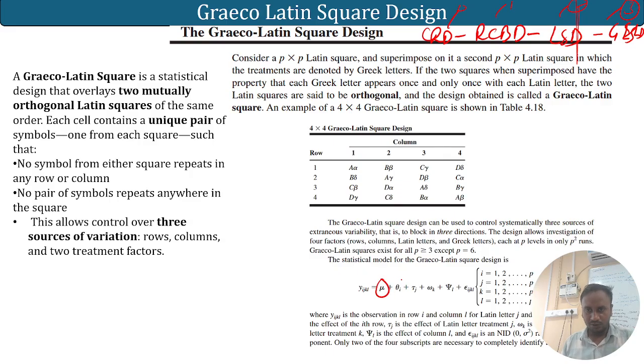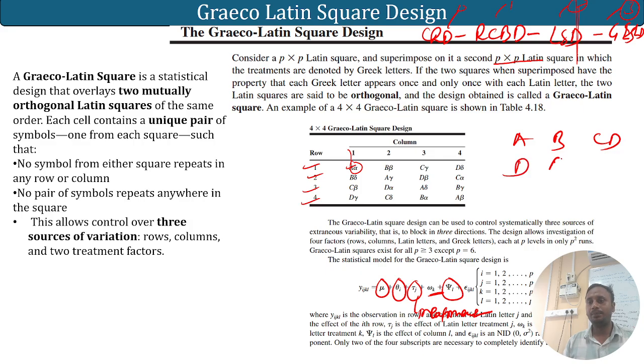So mu, theta I, treatment, and this one. So you can see here 1, 2, 3, 4. A alpha. A is the one treatment, alpha is the Greek letter. Consider a p by p Latin square and superimpose on it a second Latin square in which we have A, B, C, D, D, B, A, C. We are going to superimpose another Greek letter: alpha, beta, gamma, and so on.